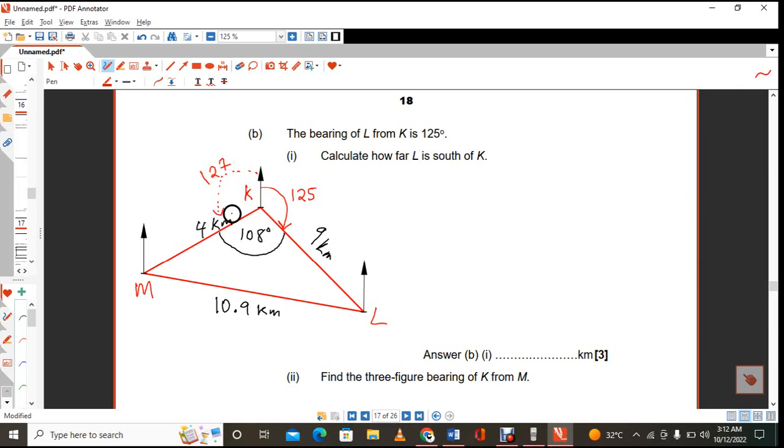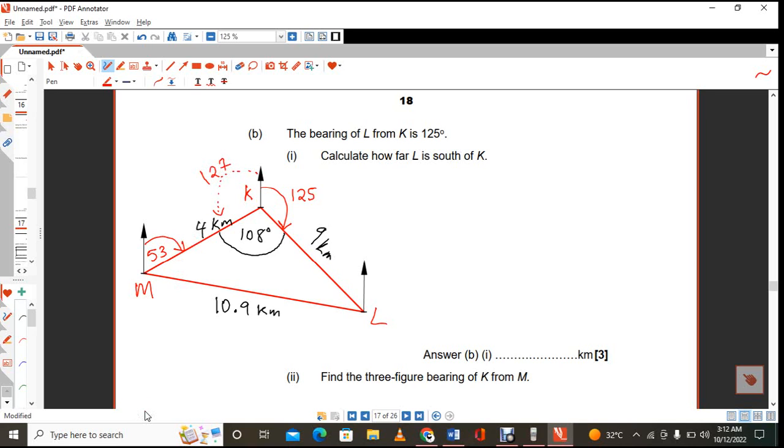And one thing you should also know is that co-interior angles between parallel lines are supplementary. So this is 53 degrees with that 127, because they add up to 180 degrees. So I pretty much fill in the information that I needed. They say calculate how far L is south of K.